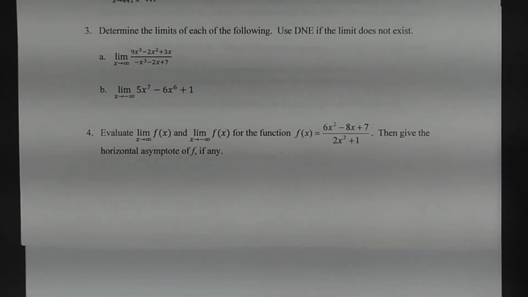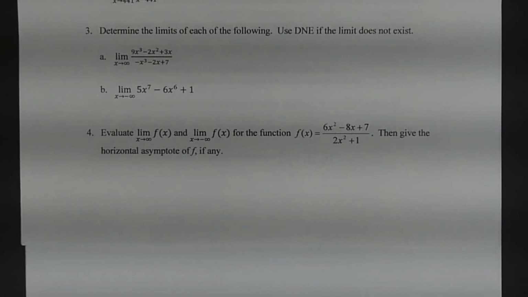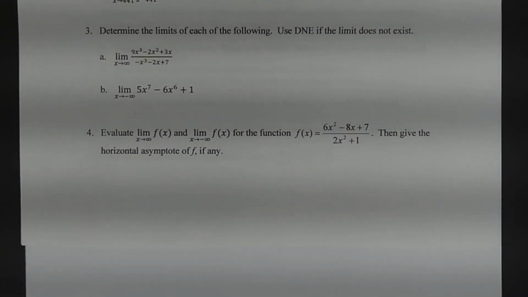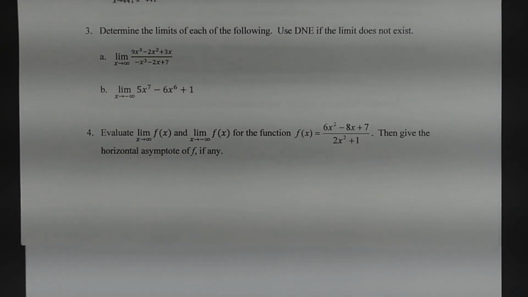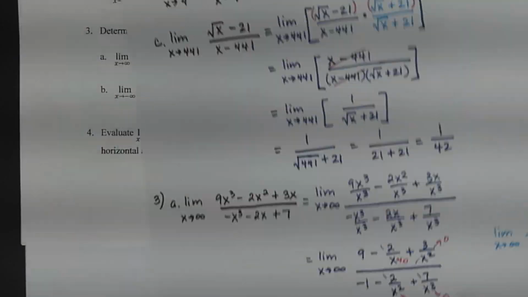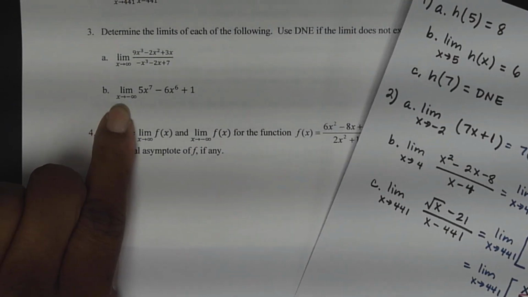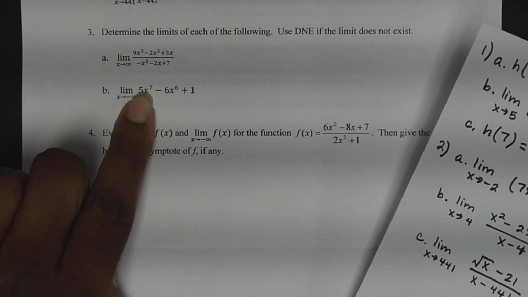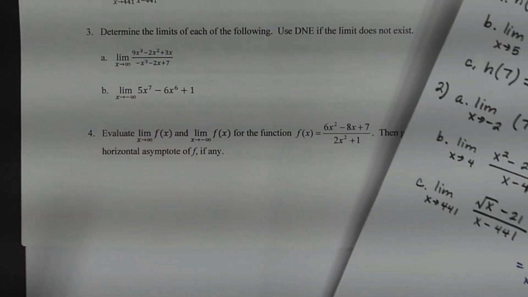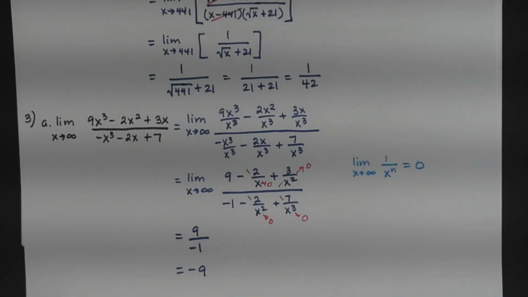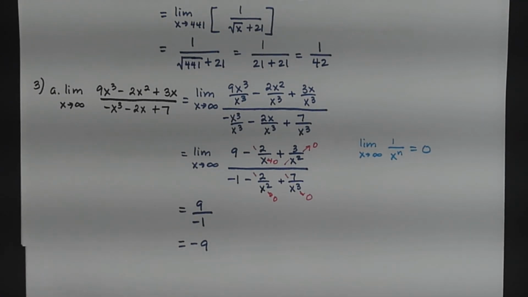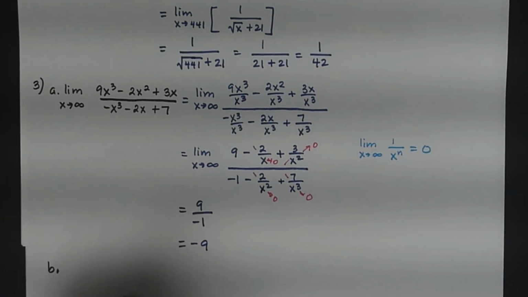Okay, now problem number 4 is this. Evaluate the limit as x approaches infinity of f of x and the limit as x approaches negative infinity of f of x where the function f of x is equal to, I forgot to do part B. Part B is this. The limit as x approaches negative infinity of 5x to the 7 minus 6x to the 6 plus 1. I'll go ahead and do that down here. I apologize for that. I was just getting a little bit too ahead of myself here.